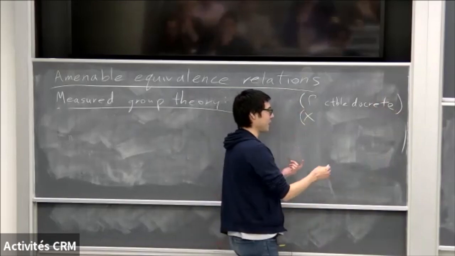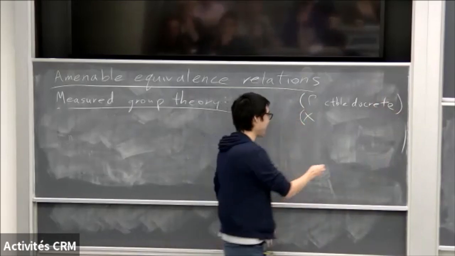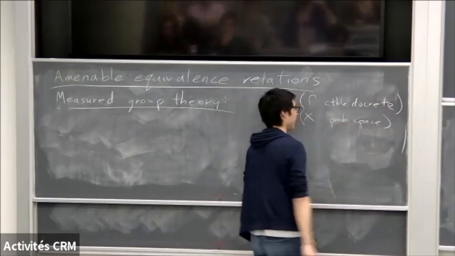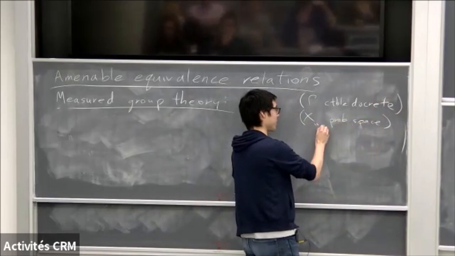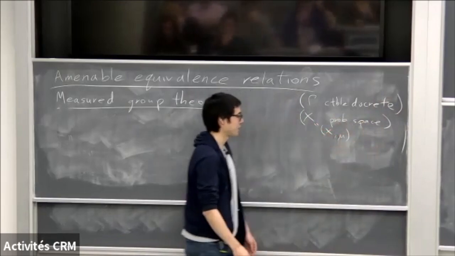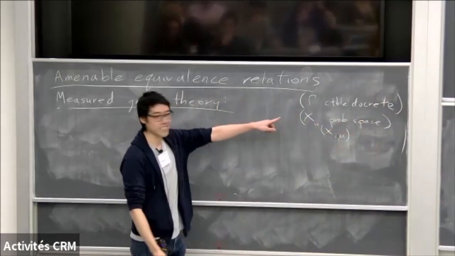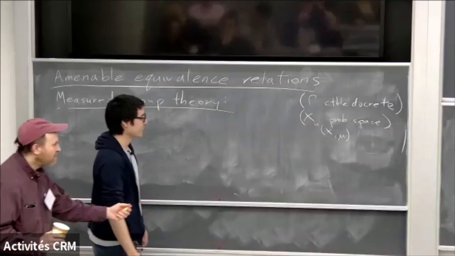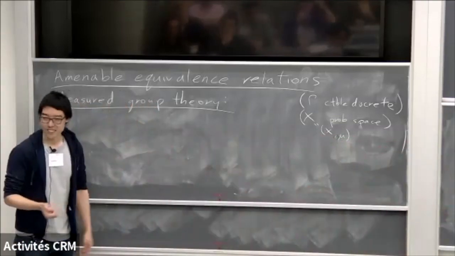X is always going to be, for today at least, a probability space. Maybe I'll refer to a measure called mu, so it's going to be (X, mu). But I don't want to keep writing mu, and I don't really like writing it, so I'm just going to write it as X.